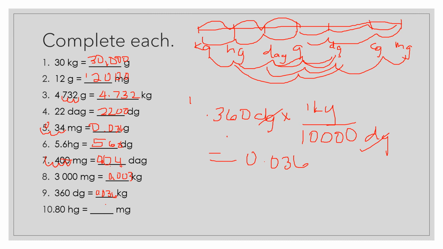Alright, number 10. So, we have 80 hectogram to milligram. So, madali lang ito. We just need to multiply, no? So, move natin. 1, 2, 3, 4, 5. That means we're going to multiply by 100,000. So, 80 times 100,000. Okay, 1, 2, 3, 4, 5. Okay, 100,000 lang.